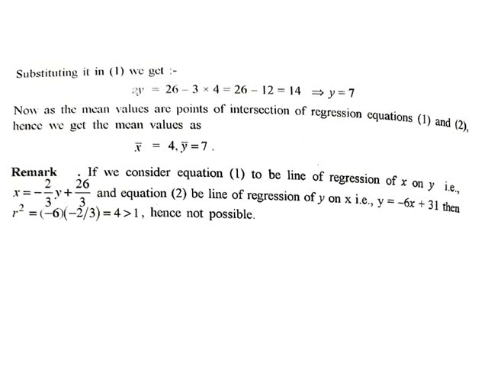X bar equals 4, and the equation we are taking, the first one as y dependent and the second one as x dependent. But if you take the second one as y dependent and the first one as x dependent, in that case the slope of x on y will be minus 2 by 3, whereas the slope of y on x will be minus 6, meaning bxy equals minus 2 by 3 and byx equals minus 6. And if you multiply these two, r square equals 4, then r equals plus or minus 2, which is greater than 1, which is not possible. Hence the valid values are the ones we already took.